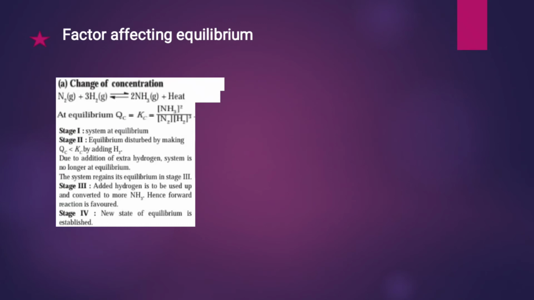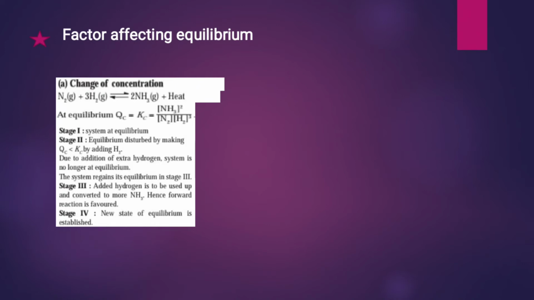Now let us see the factors which affect the equilibrium. These factors are stated by Le Chatelier in his statement, and they are as follows. First is change in concentration. Consider this example of nitrogen reacting with hydrogen and reversibly giving ammonia, that is NH3. See the equation over here.